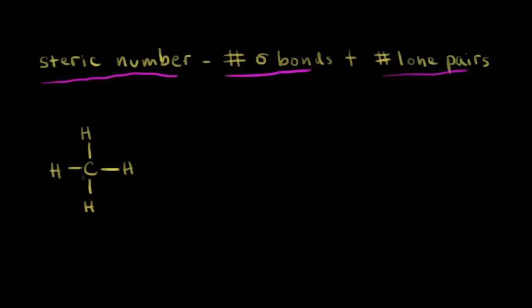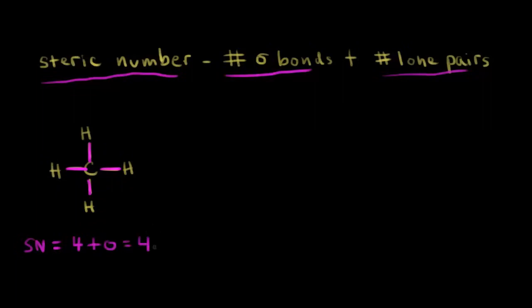So if I wanted to find the steric number, the steric number is equal to the number of sigma bonds. So I look around my carbon here and I see 1, 2, 3, and 4 sigma or single bonds. So I have 4 sigma bonds. I have 0 lone pairs of electrons around that carbon. So 4 plus 0 gives me a steric number of 4.